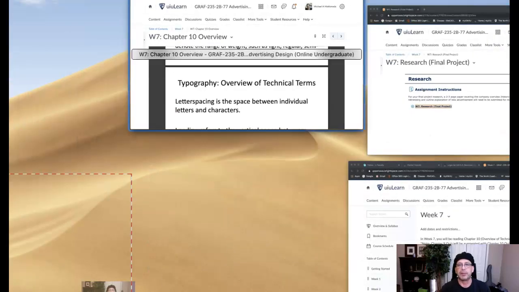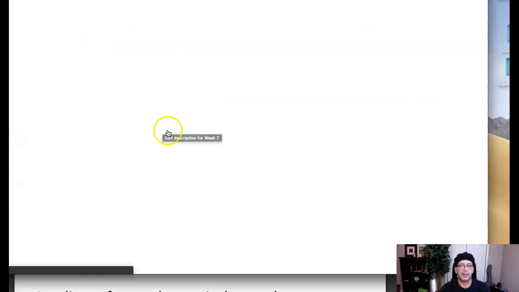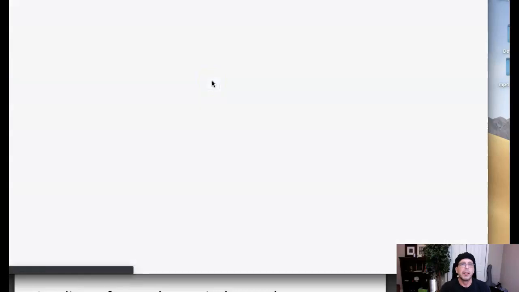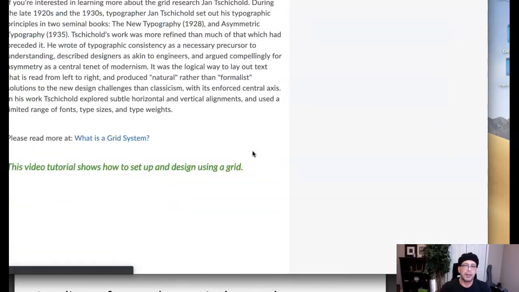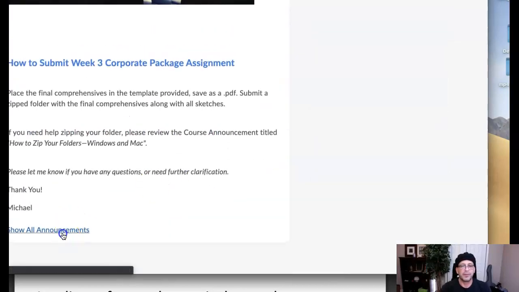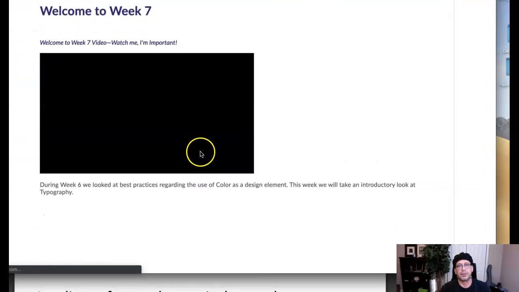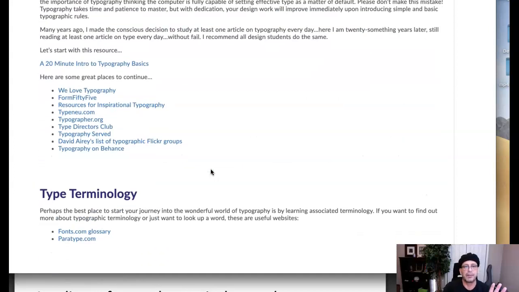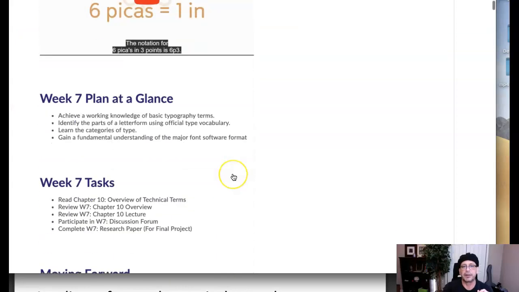I do want to reiterate the course announcements, and I'm just going to jump over to the course announcements. Whoops, didn't want to go there. That's going to take me to the assignments page, but I want to go to the course announcements page. And again, I just want to show you all of these resources. There's some great stuff here, guys. Please read through these. I just want to show you exactly where they're at right here. It's a great collection of typographic resources.